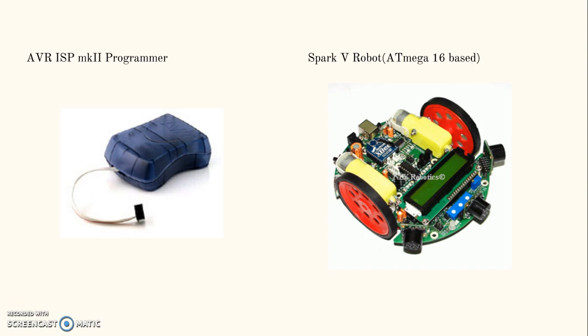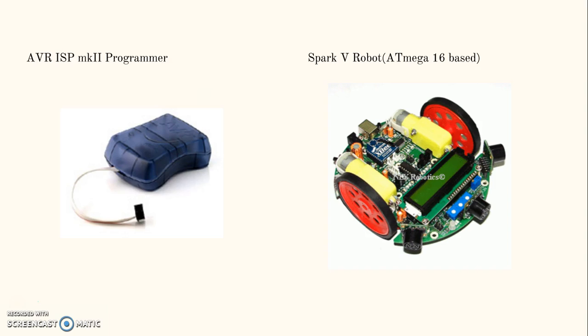These are the hardware parts I'll be using for programming the microcontroller. This is the AVR ISP MK2 programmer, which is used to flash programs on the ATMEGA 16 board, and this is a robot which has a buzzer installed in it. This is the Sparky robot, given by Nex Robotics to our Yantra lab, and it has an ATMEGA 16 microcontroller installed in it. So now we have all the hardware parts, and we'll proceed to the software part.